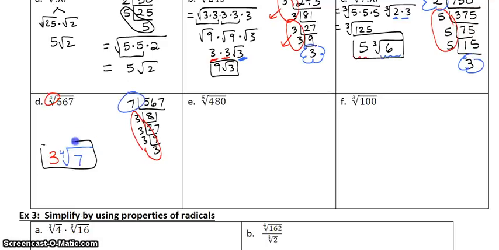And again, if you want to see it longhand, what's happening is that I have the fourth root of 81, because 3 times 3 times 3 times 3 is 81, times the fourth root of 7, and we're just finding the fourth root of 81 there. Go ahead and pause and try E and F.